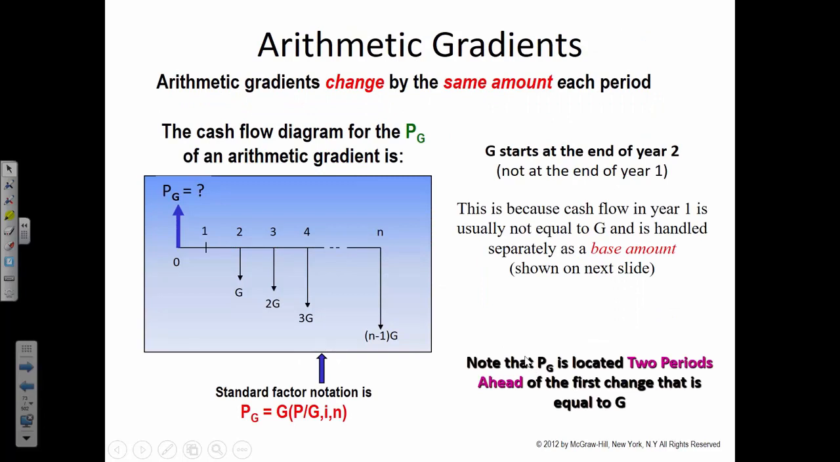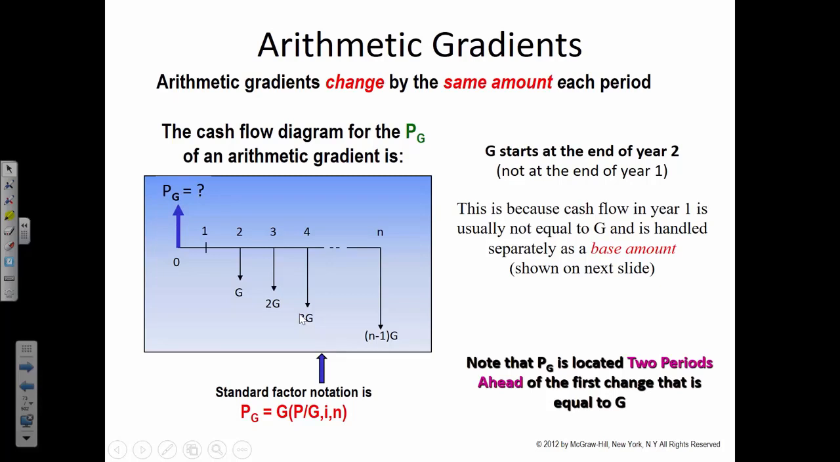Okay, now this is the one where I said it's also a little bit weird, and they're called gradients. A gradient is where the amount increases by a fixed value every period. So the line just keeps getting larger and larger with each passing period by the amount of g. What's tricky about it is you have to remember that in year 1, it's 0g.